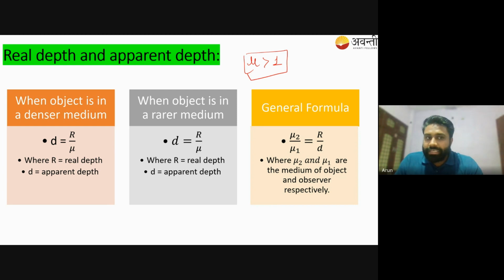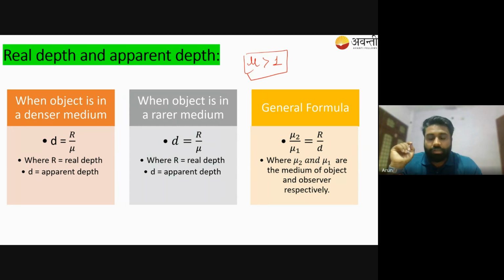So when the object is in a denser medium, its apparent depth decreases, and how many times? Mu times R by mu. Got it? Where R is the real depth, D is the apparent depth. When the object is in a rarer medium, optically rarer medium, like in air.